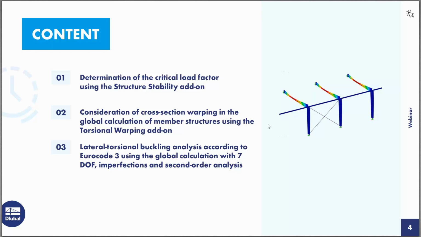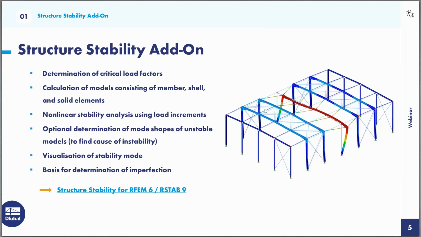The first thing that we want to look at is the structure stability add-on. Here is a short overview about the features of this add-on. We can use the structure stability add-on to determine critical load factors for our structures and also calculate models consisting of member, shell, and solid elements. In this webinar, I'm going to present members in the structure stability add-on because we also want to show the combination with the 7 degrees of freedom calculation. Shell elements and solid elements will be part of another webinar in the future.